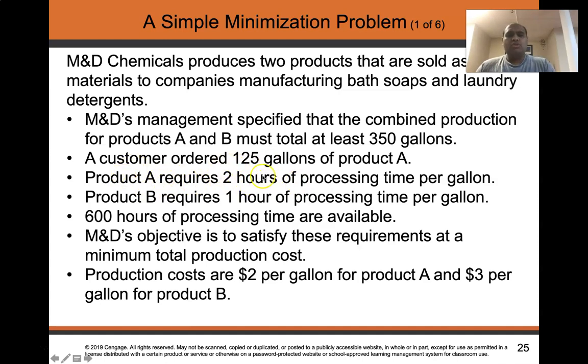Product A requires 2 hours of processing time, and product B requires 1 hour of processing time. And there are 600 hours of processing time available. So whatever chemical processes need to happen, they need to go through. Now, M&D's objective is to satisfy all of these requirements at minimum production cost. So unlike the previous problems, here the objective is to minimize your total production costs. It costs $2 to make 1 gallon of product A and $3 to make 1 gallon of product B.